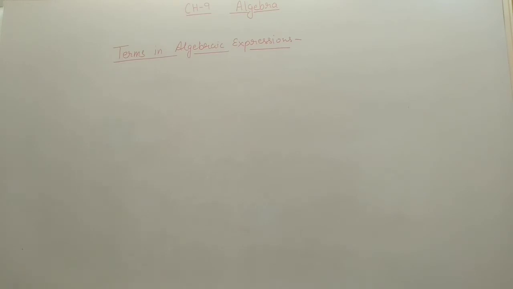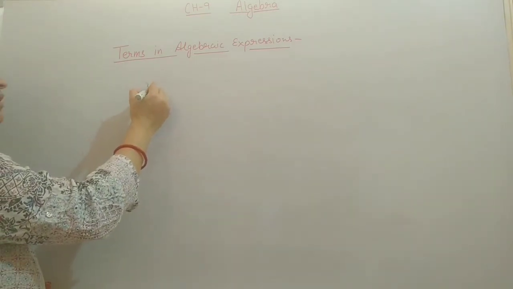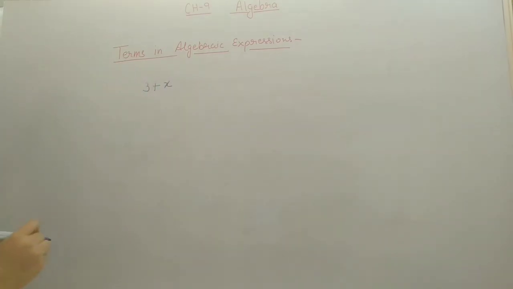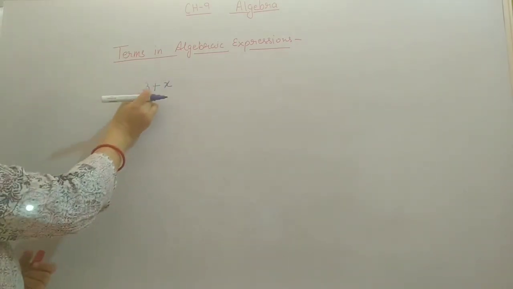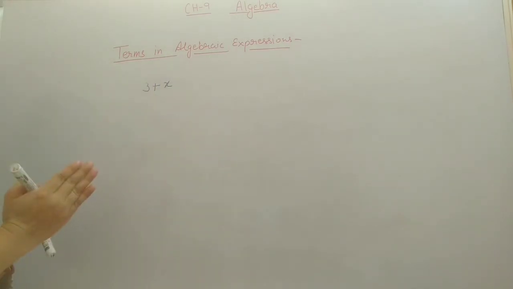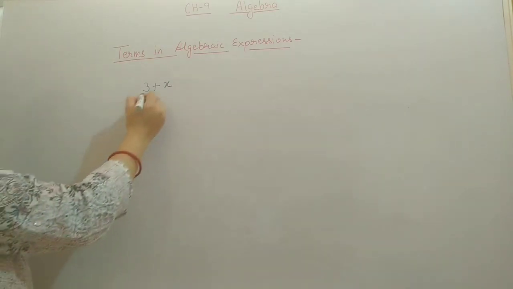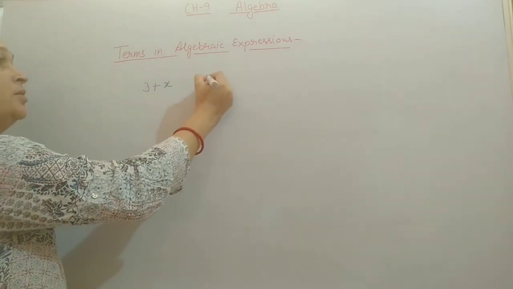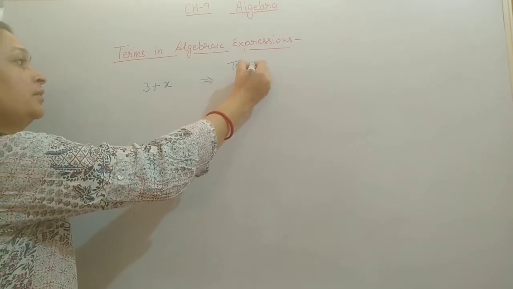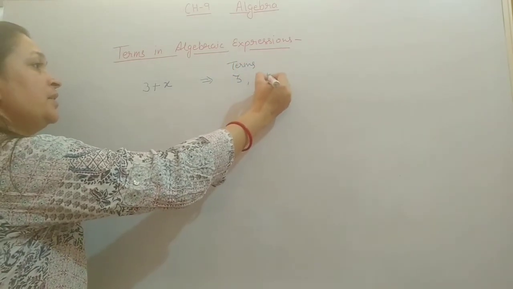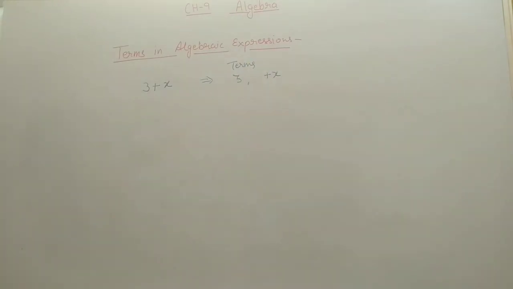Next is terms in an algebraic expression. So what are terms? Terms are the parts of an expression which are separated by plus or minus. You can understand this like so. Suppose we have 3 plus x, it is separated by plus. 1 is 3 and 1 is x, and we are combining these two by plus. So in this expression we have two terms. One is 3 and another one is x, or we can say plus x also.